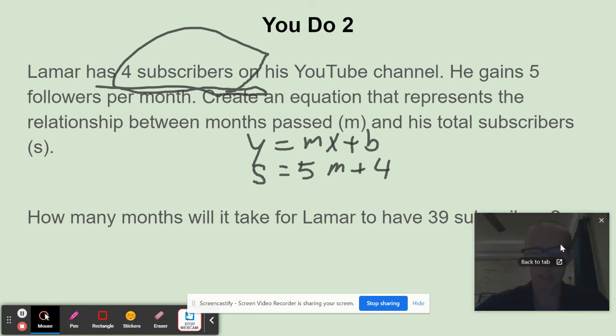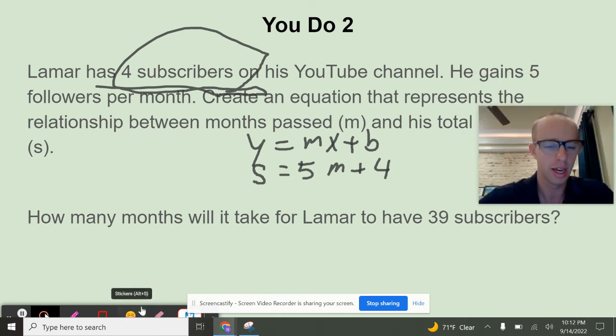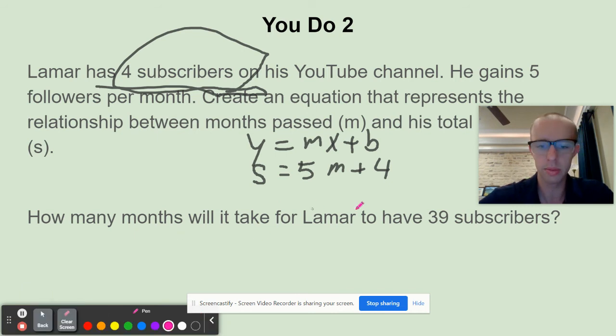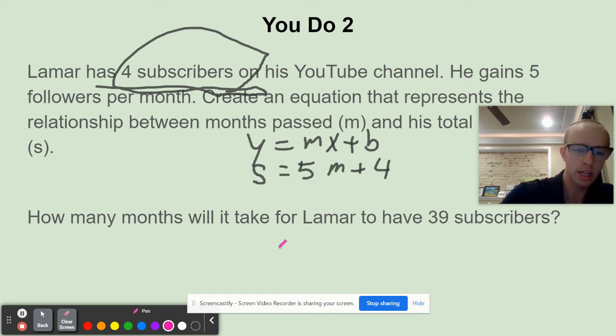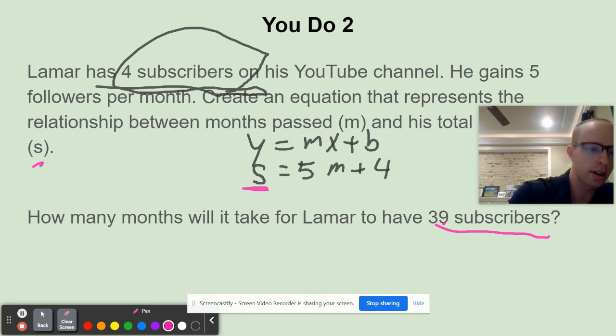You can never memorize all the math in the world, but if you get smart with numbers, you can absolutely do any question. I think I might be blocking it here a little bit, so I'm going to move this up. So it says how many months will it take for Lamar to have 39 subscribers? So we can solve this. Again, I'm going to kind of write over top here. I'm going to replicate my equation, but this time the subscribers is not unknown to me. It tells me 39 subscribers. So I can plug in a 39 for S.